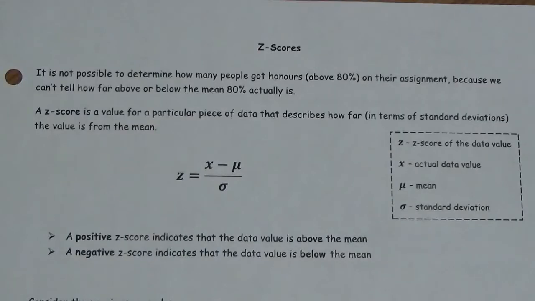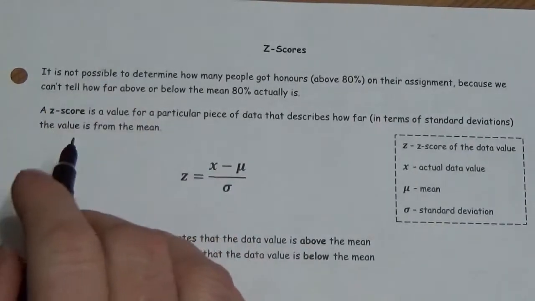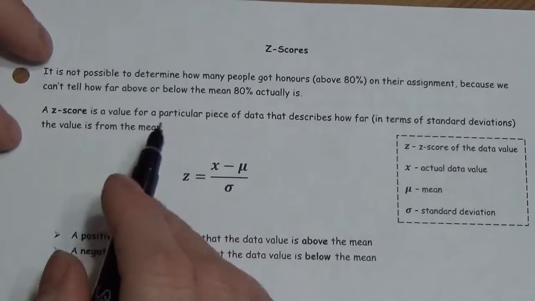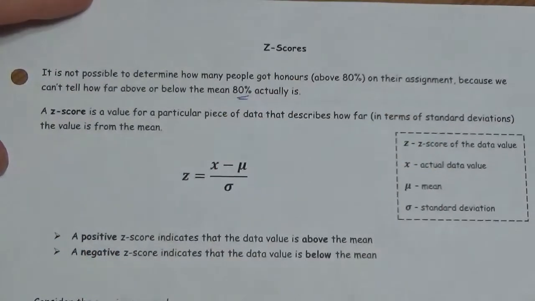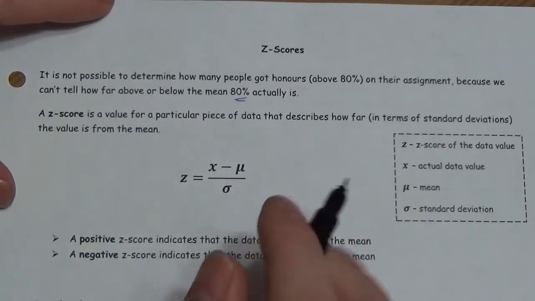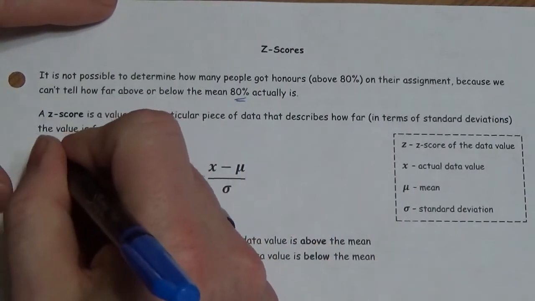Okay, so everybody, now we're going to talk about z-scores. Now, in the previous question, it's not possible to determine how many people got honors because we can't tell how far below the mean 80% actually is. So what a z-score is, it's a form of ranking. It is a ranking.